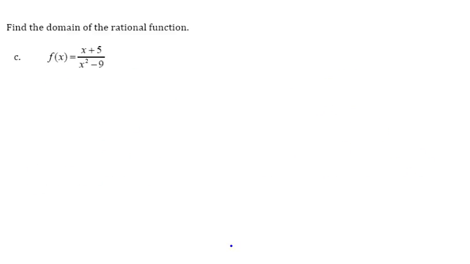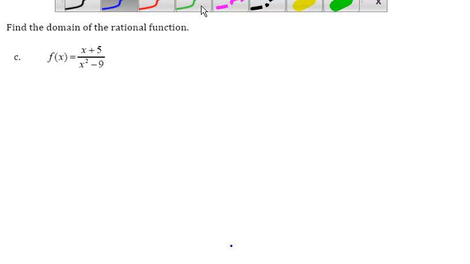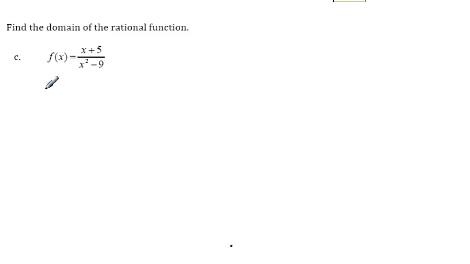Okay, for number 4c, we're still finding the domain of the rational function. This time my denominator is x squared minus 9. Again, I have a variable in the denominator, so I am going to have an exception to my domain. So I take my denominator and set it equal to 0. And now I can use the square root property, just add the 9 over, or I can factor x squared minus 9 and set each factor equal to 0. And it doesn't make any difference which one I use. So I'm going to use the square root property.